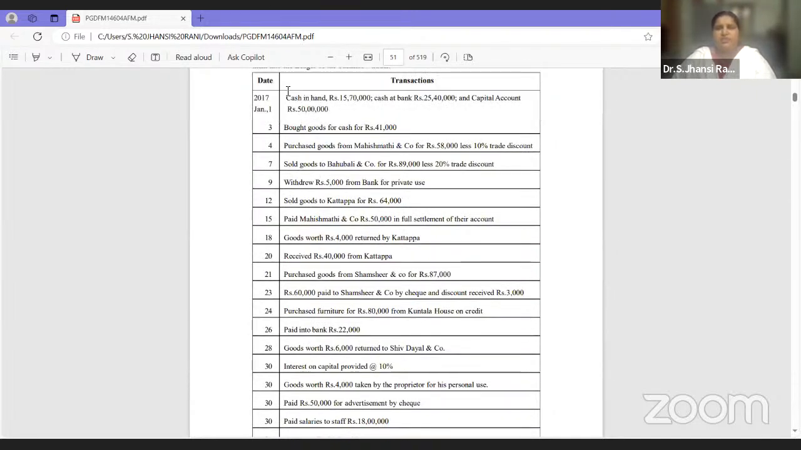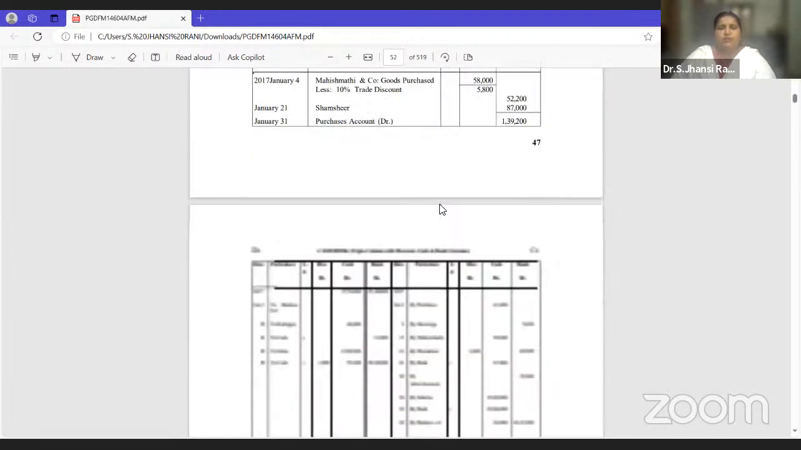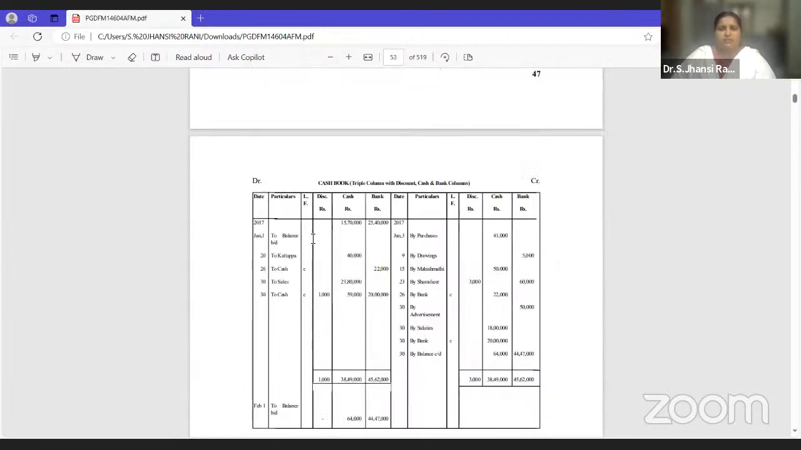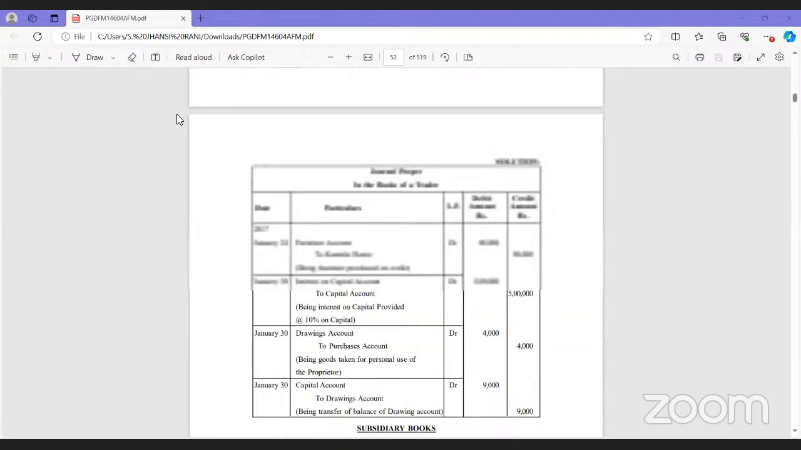So this is the question given to us. Now we will prepare the three column cash book. Why? Because we have cash in hand, cash at the bank, and we have some discounts also here. So first we will draw the three column cash book and try to understand how it will actually be solved. First we will look at the question.